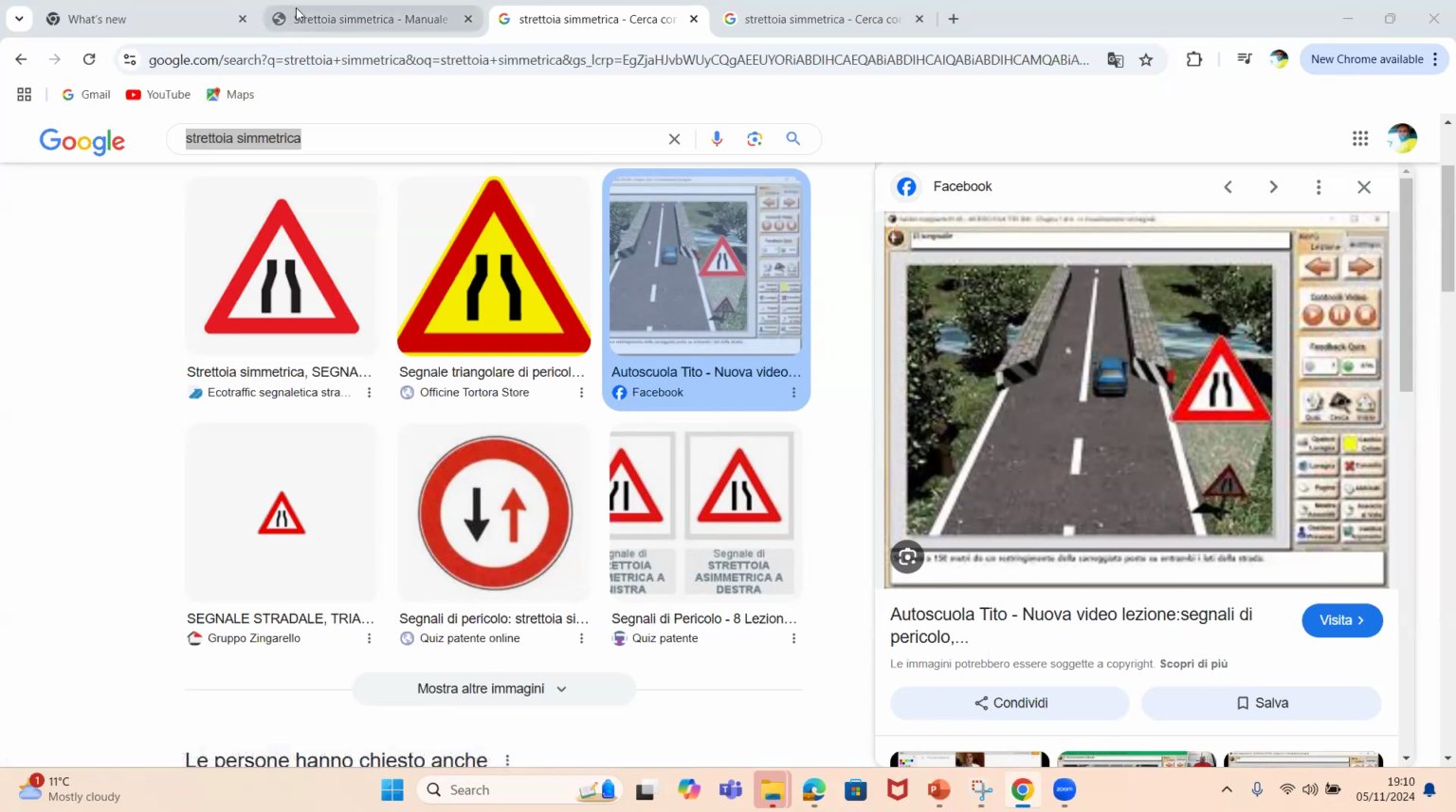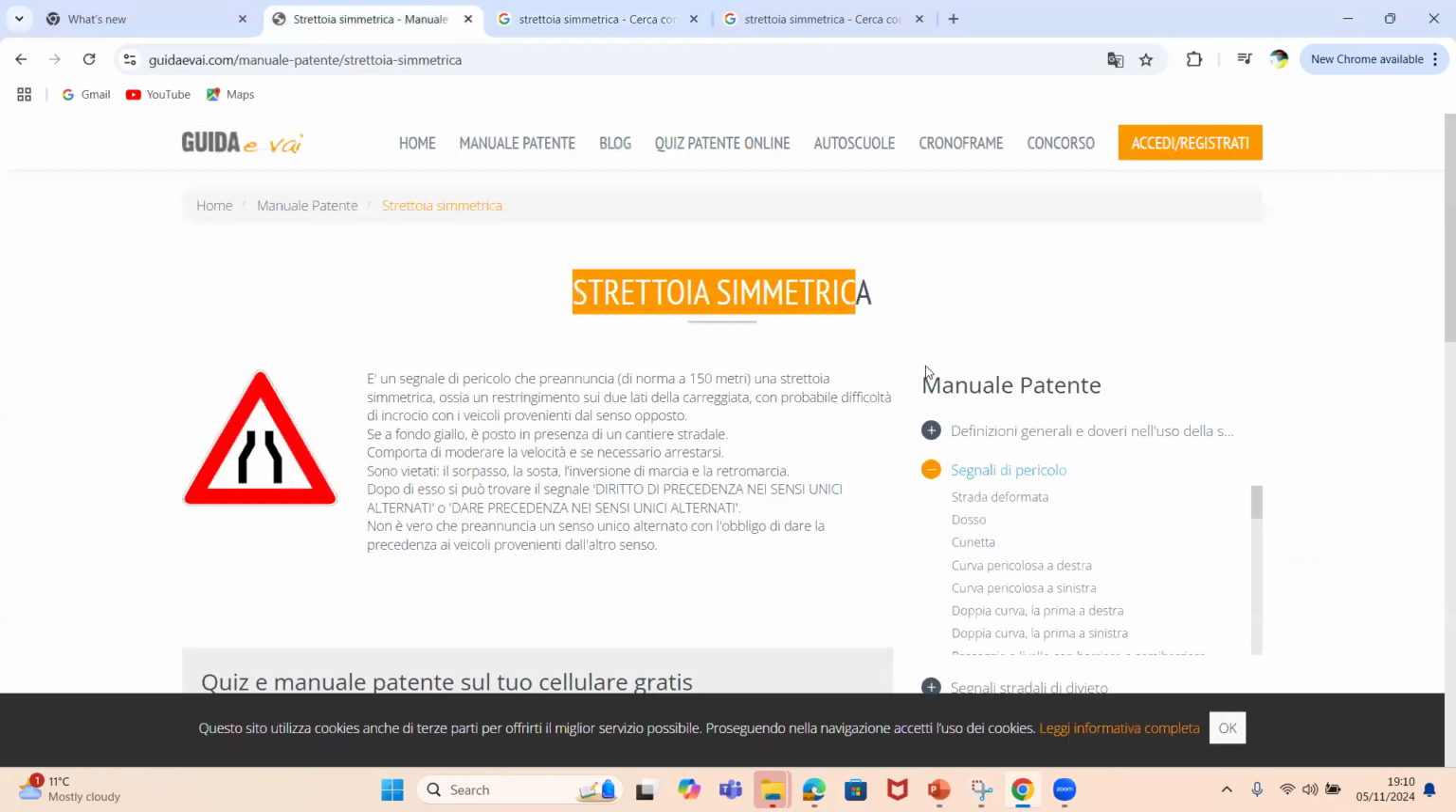Now watch. They call it Strettoia. What is Strettoia? Strettoia means a pathway in English, a narrow way. Why do they call it Simmetrica? Please guys, I'm breaking it down for you. This particular pathway is symmetric.